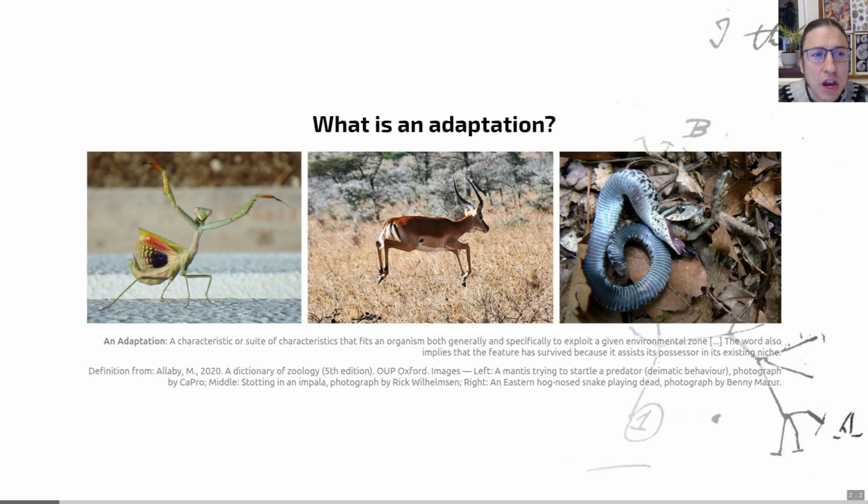An adaptation is a characteristic or suite of characteristics that fits an organism both generally and specifically to exploit a given environmental zone. The word also implies that the feature has survived because it assists its possessor in existing in a niche. What that means basically is that an adaptation is a feature that is common in a population because it provides some improved function for that organism. Adaptations typically reflect the function that they provide, and they are the result of natural selection. They can take a bewildering range of forms.